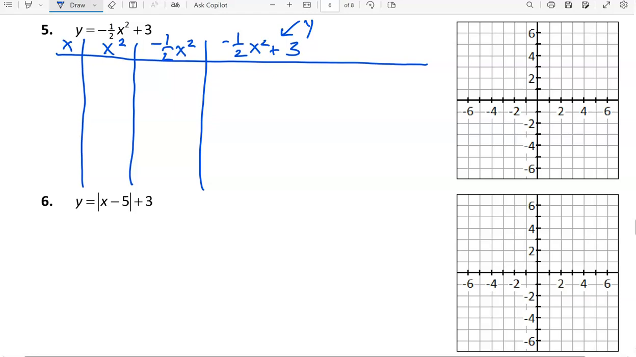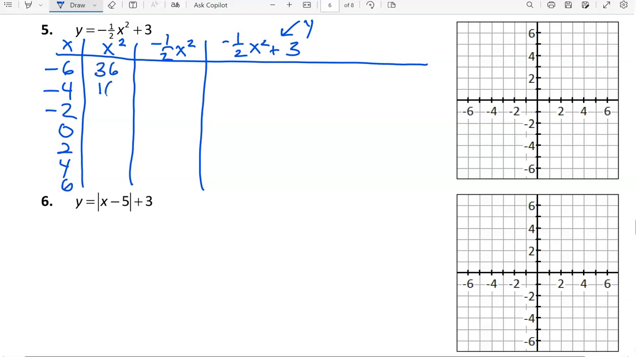So I have to consider a couple of things here. I'm going to square some numbers, so I need to choose some negatives and some positives. And then we're going to take that result and we are also going to multiply it by -1/2. So it has a denominator of 2, so I want my numbers that I input here to be multiples of 2. So let's take -6, -4, -2, 0, 2, 4, 6.